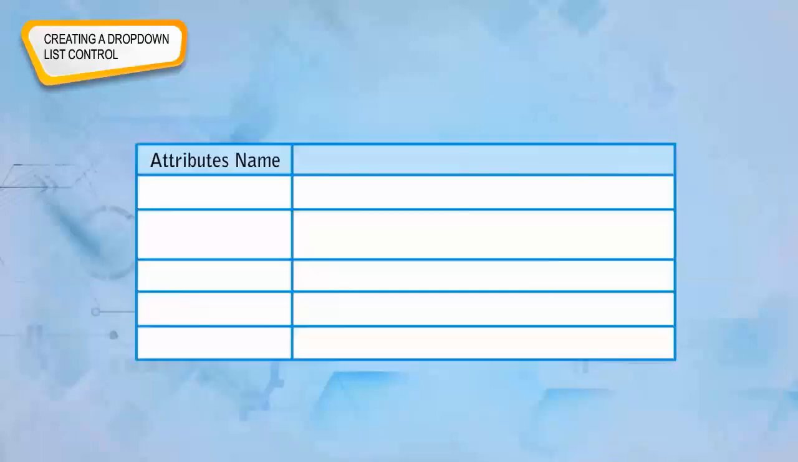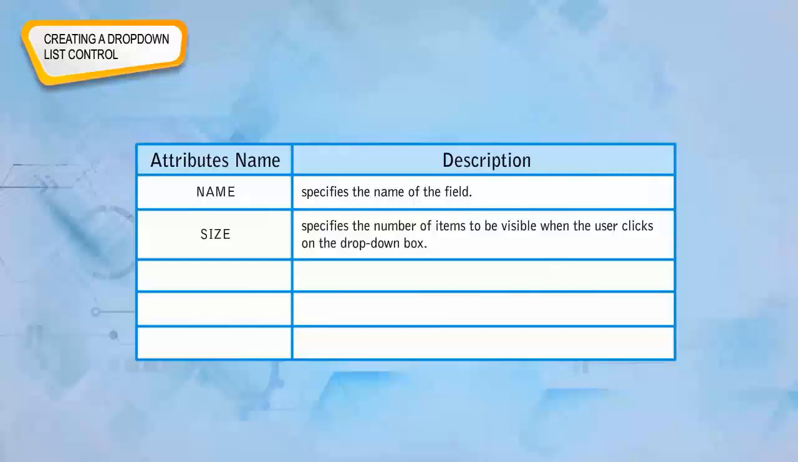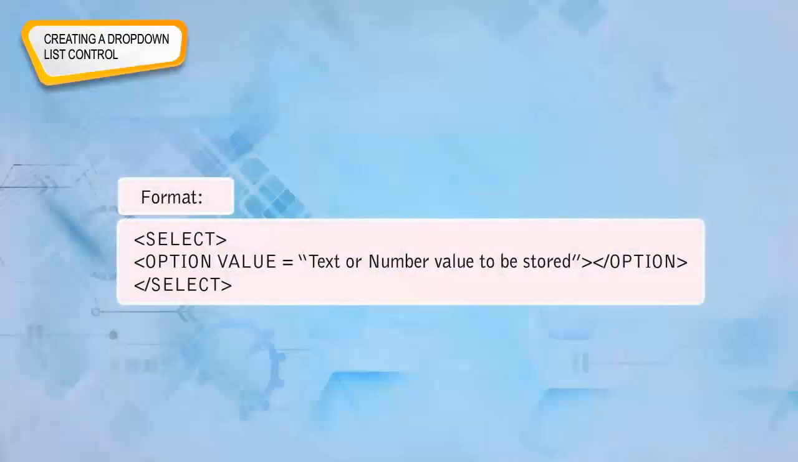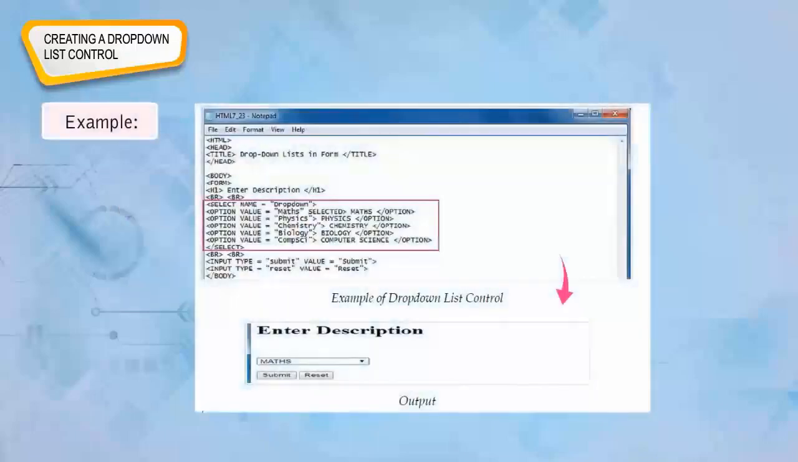The attributes are: Name specifies the name of the field. Size specifies the number of items to be visible when the user clicks on the drop-down box. Multiple allows multiple selections. Value specifies the value of the option. Selected indicates that the option is pre-selected. Format: select, option value is equal to text or number value to be stored, close option tag, close select tag. Example.